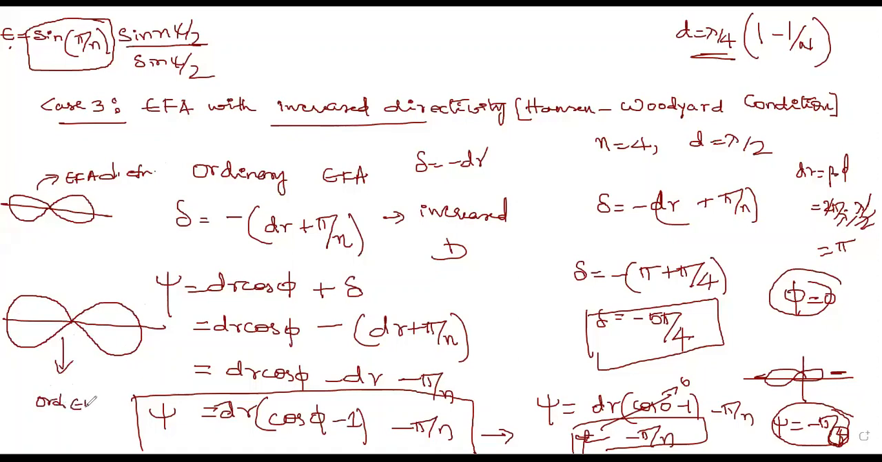So this is your ordinary end-fire array. The width of the pattern will be less, but the directivity of the pattern will be more in the case of the end-fire array with increased directivity. Whereas here, the directivity will be less, and the maximum direction you will obtain is for phi equal to 0 or phi equal to 180 degrees.